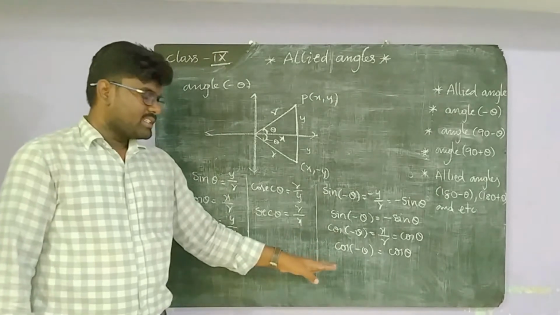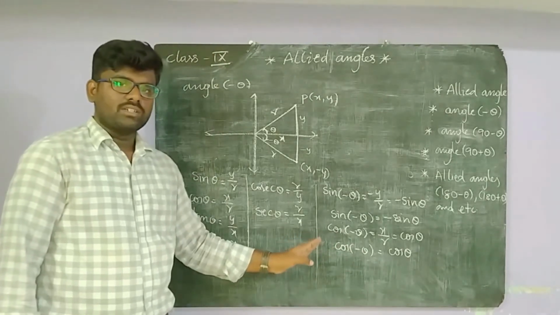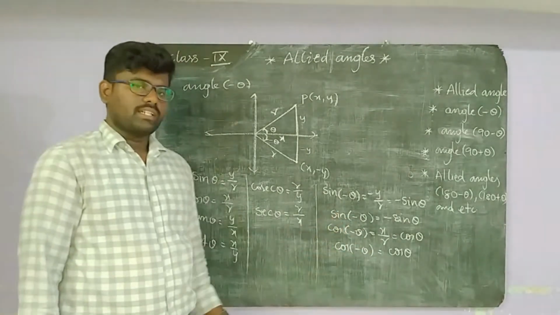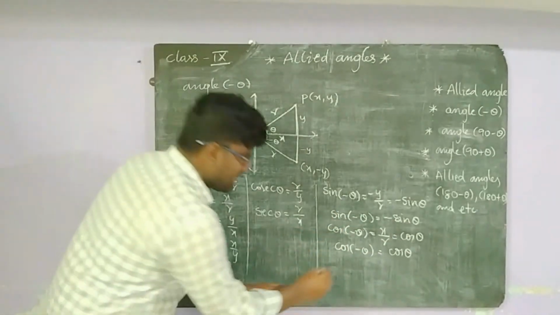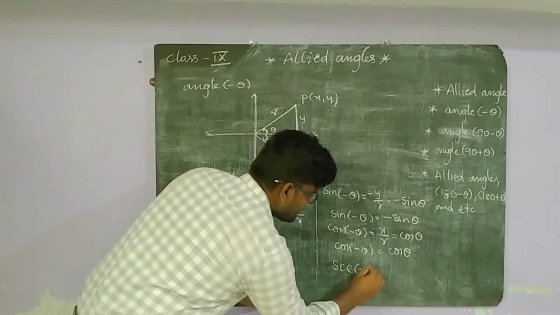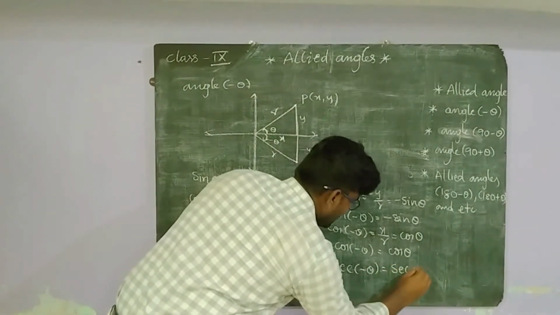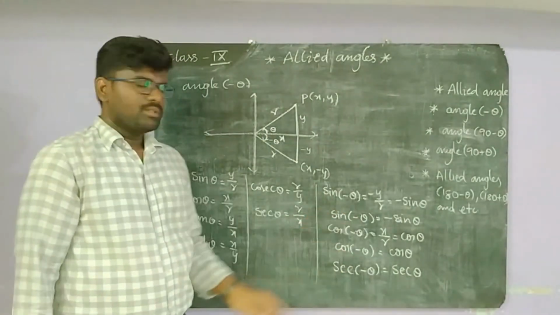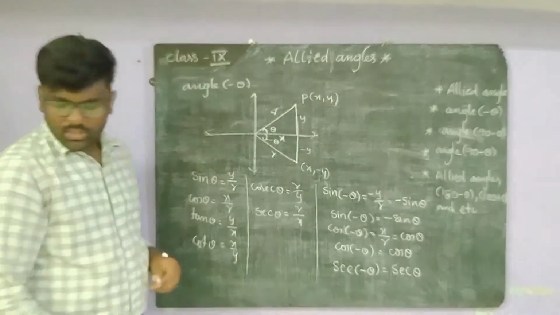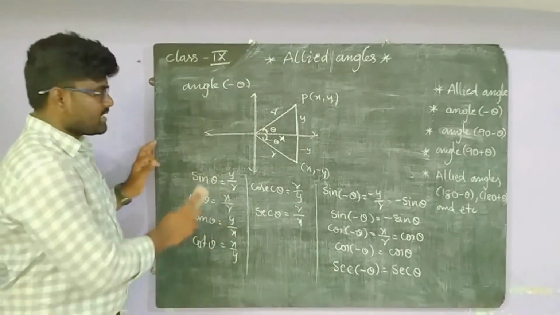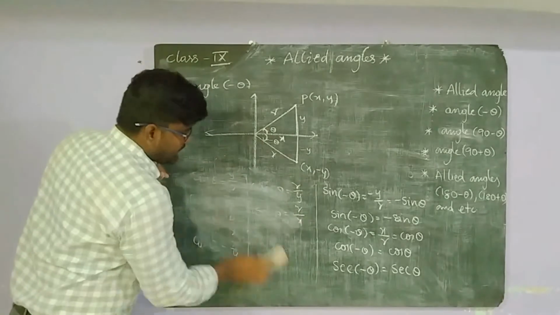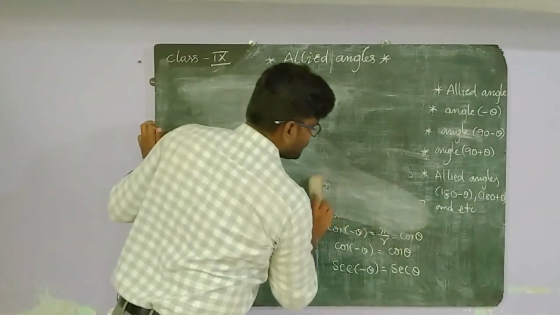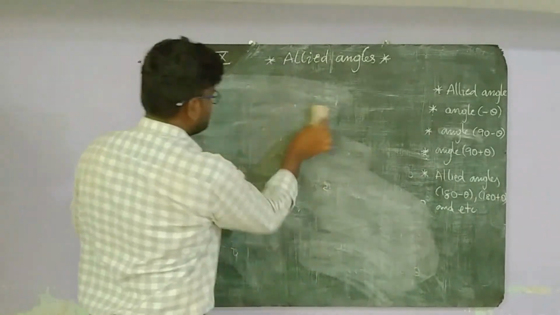Secant minus theta is equal to secant theta. Cot minus theta is equal to minus cot theta. Cosecant minus theta is equal to minus cosecant theta. Only cos and secant are positive and the remaining become negative. That means tan minus theta is equal to minus tan theta, and cot minus theta is equal to minus cot theta. In the same way, only cos and secant are positive, the remaining are negative.